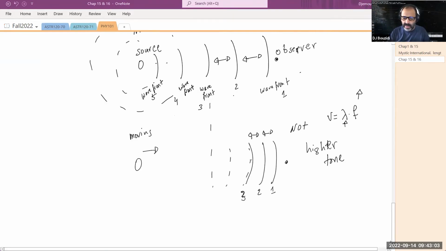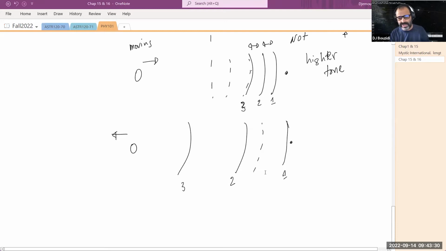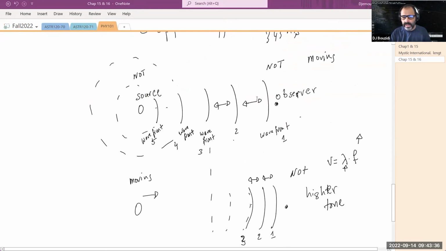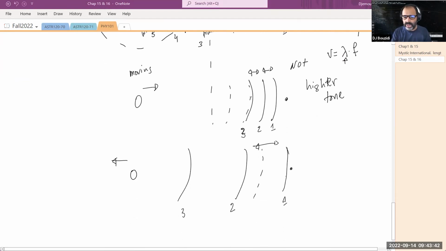Now, if the source is moving away from you, here is the situation. So the source is actually moving in this direction, and you are still sitting in here. So the first wavefront has reached you. The second wavefront was supposed to be here. But the source has moved in the opposite direction and sent it. So actually it's going to appear here. And the same thing with the third wavefront is going to be appearing here, and so on and so forth. So the spacing actually is longer than what it should be. So in this situation, since lambda is higher, the frequency is lower. So the tone is a lower tone.